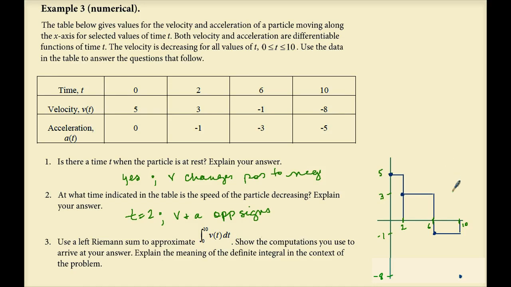Notice I have sketched the Riemann sum here. Here are the velocity values, 5, 3, -1, -8, and using the left endpoint of each interval, I've constructed a rectangle. Let's find the areas of these rectangles and add them up to get the approximation of the integral. The width of the first rectangle is 2, so it'll be 2 times 5. The second rectangle has a width of 4, 4 times 3. And the third rectangle has a width of 4, 4 times -1. That's going to be 10 plus 12 minus 4, which is 18. So an approximation of the net displacement of this particle is 18.